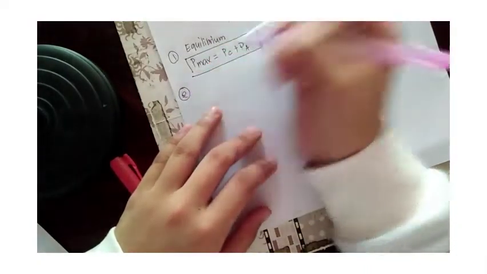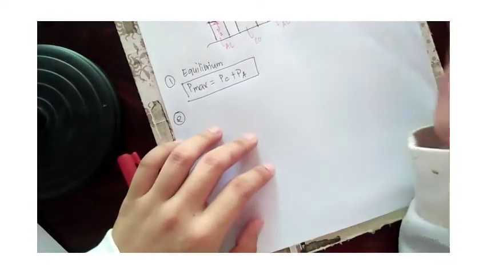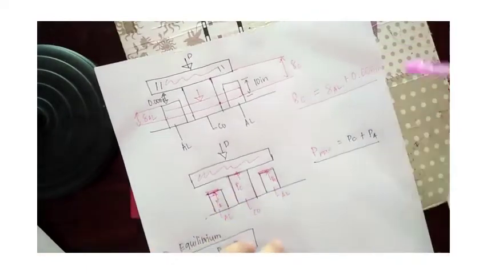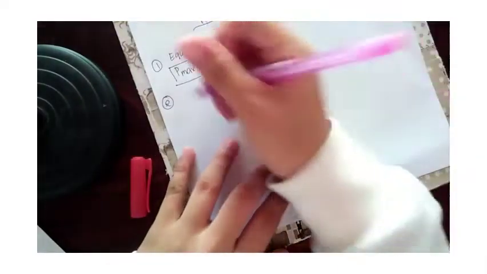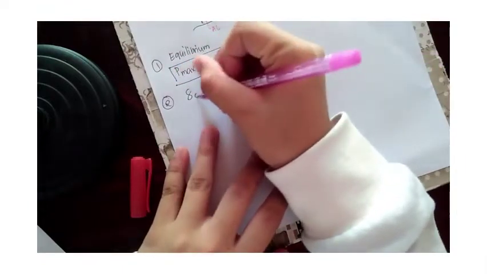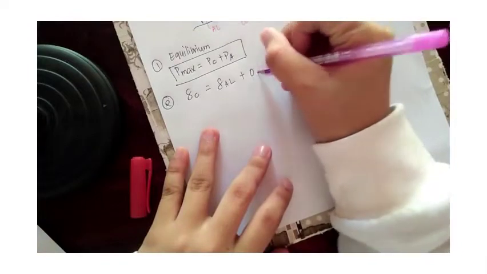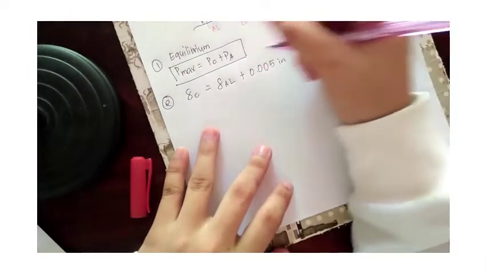Then, step number 2 is the compatibility. The compatibility here is the equation for deformation that you formed, which is this one. This is the equation we formed from the figure. So, let's just write it. This is the compatibility.